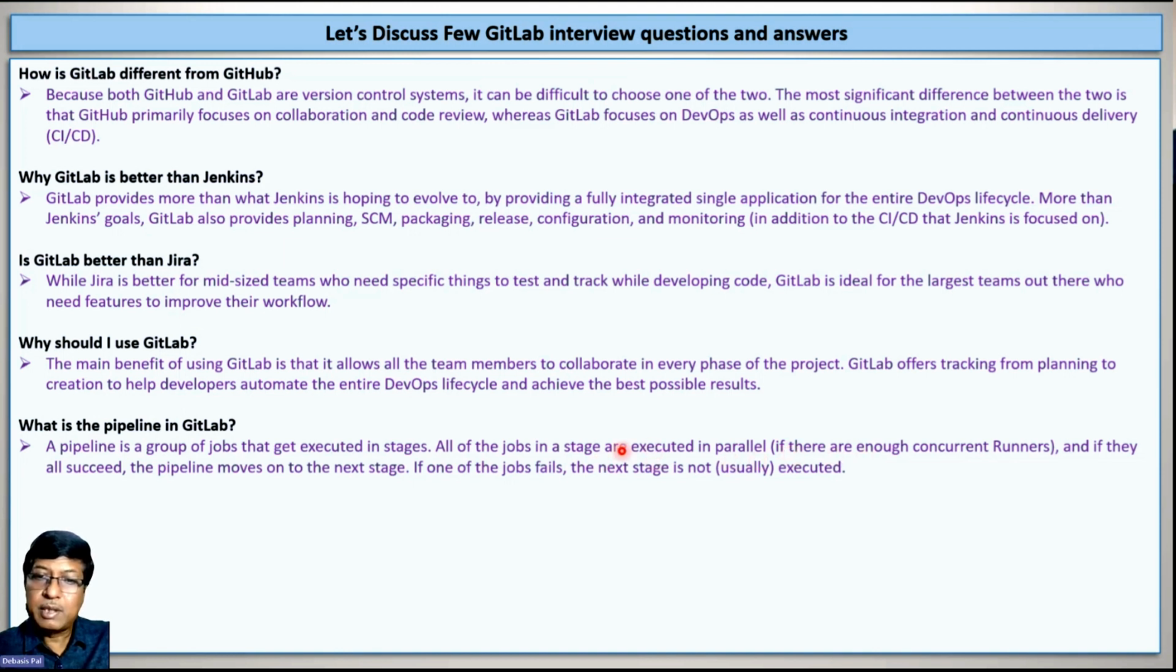The jobs can be executed in parallel. And if they all succeed, the pipeline moves on to the next stage. But many companies would not like to execute in parallel. They would like to execute in sequence. So you can say parallel is one thing that many companies try to achieve. But the simplest one is the sequential one, which is non-parallel.